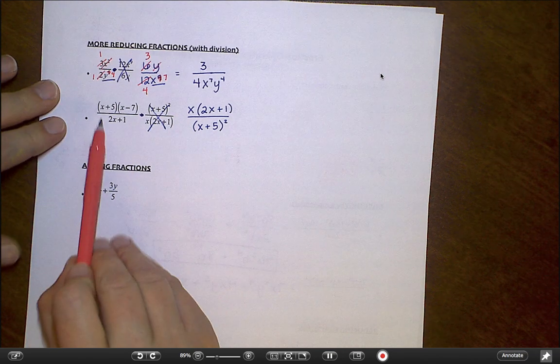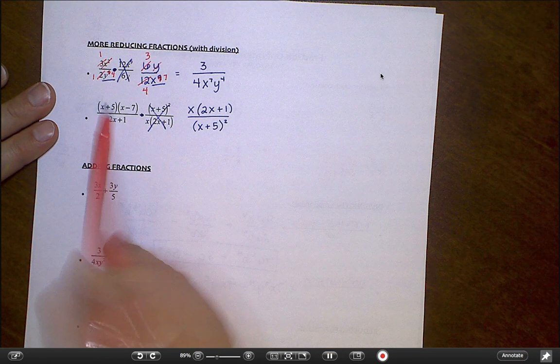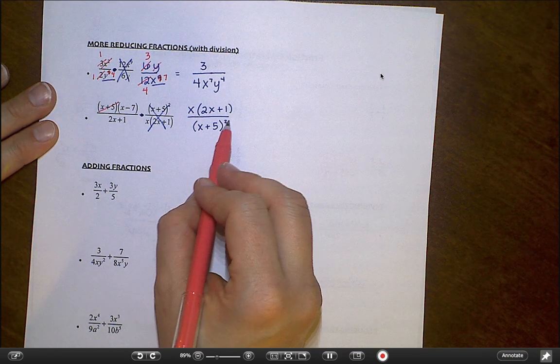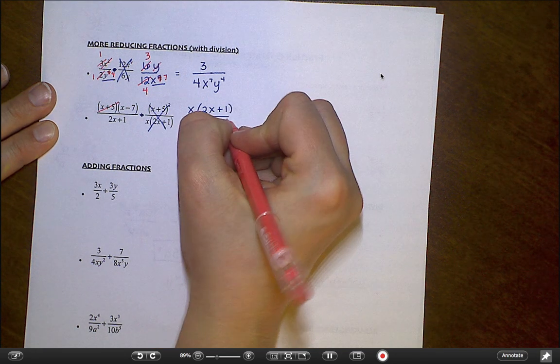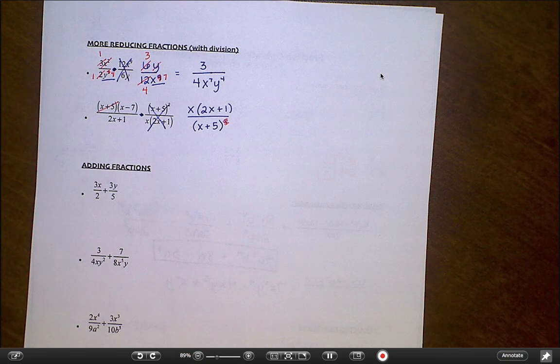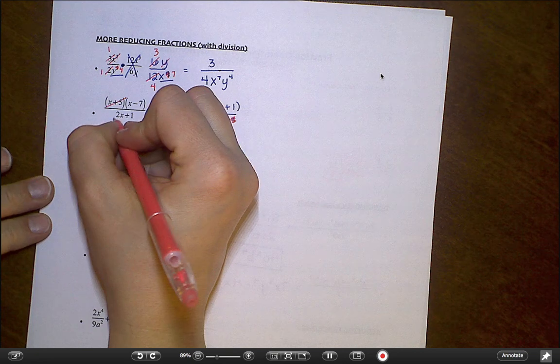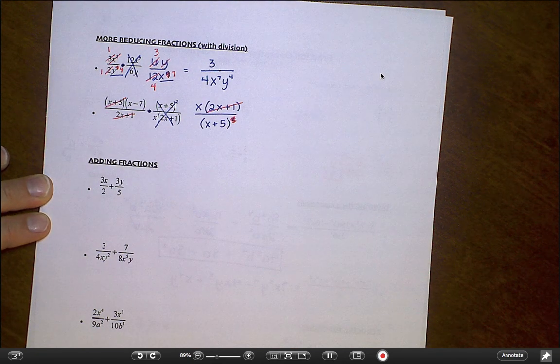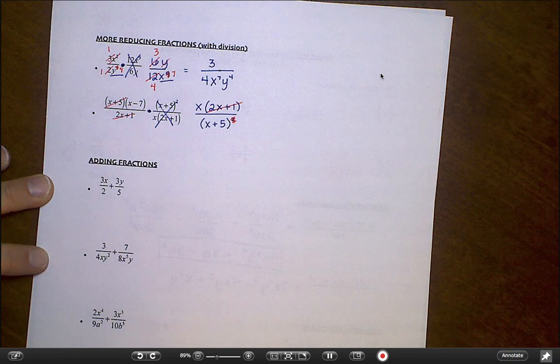So, for example, here I see an x to the 5th, which can cancel with, now here I actually have 2 copies of x to the 5th, so I can just get rid of 1, so that I have now just a single x to the 5th. And then here I have a 2x plus 1 that can cancel with this 2x plus 1. That's it. Those are the only things I can cancel.